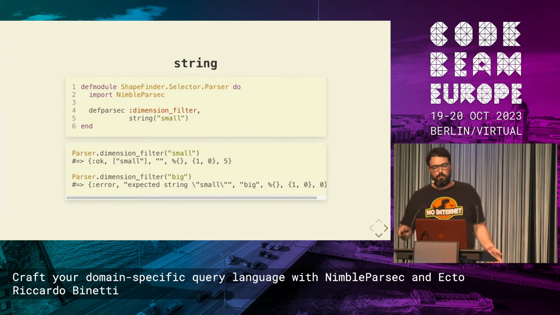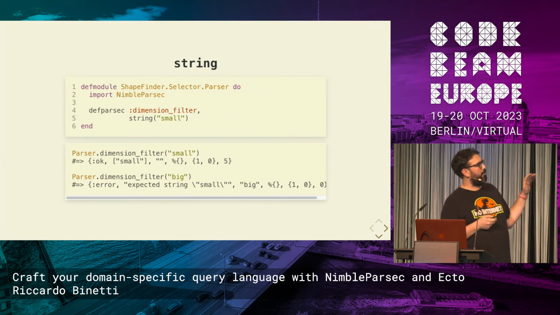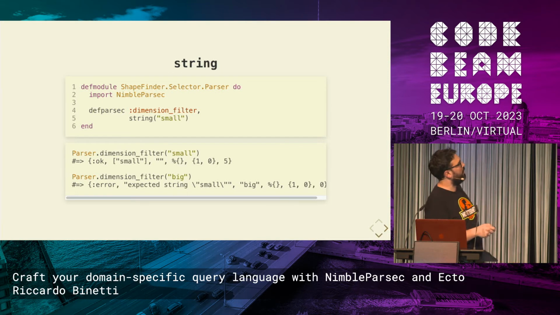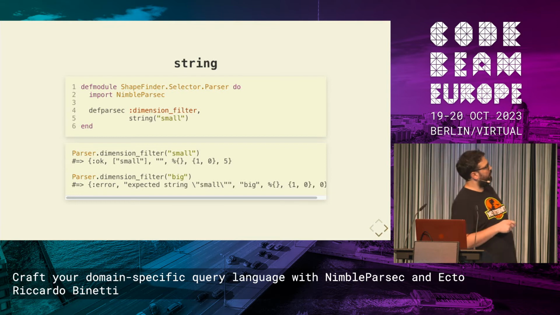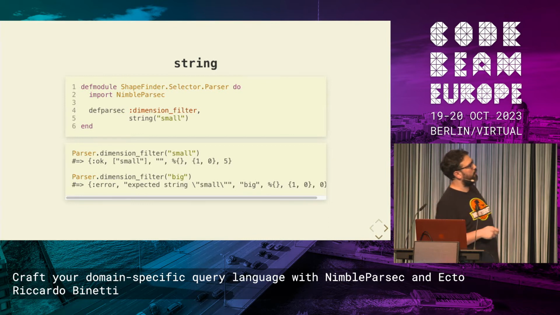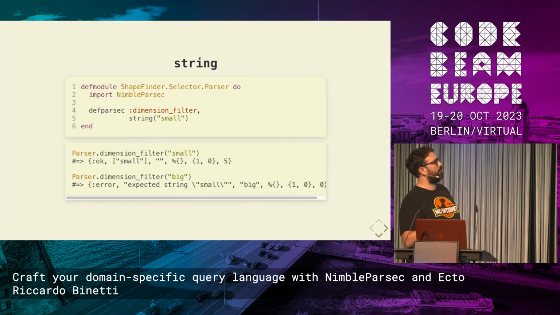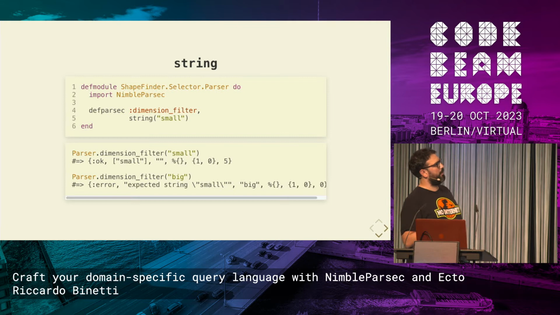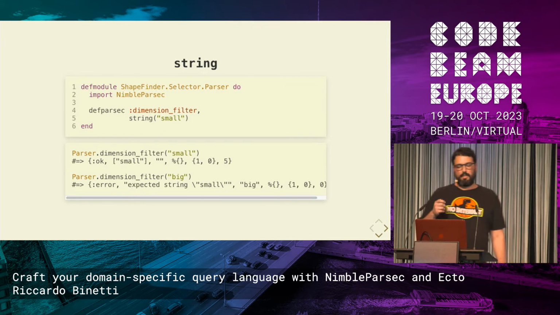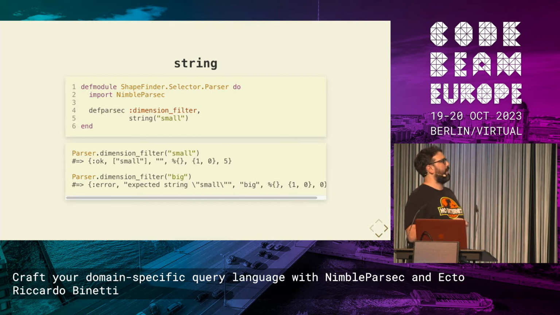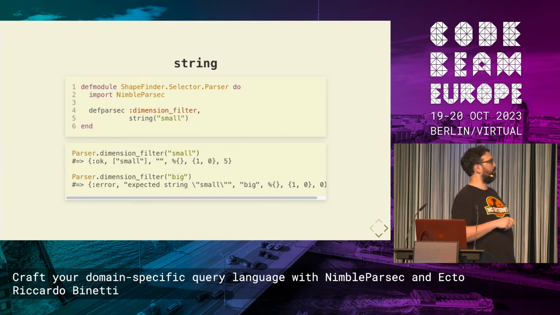So let's start by parsing a dimension filter, but actually we're just going to start by parsing the string small. As you can see, we are defining a module, importing NimbleParsec, and calling the defparsec macro with an atom as first argument, which is going to be the name of the parser function that gets generated. And then we're going to pass our first combinator, the string combinator. The string combinator accepts a string as parameter and outputs that string in the parser output.